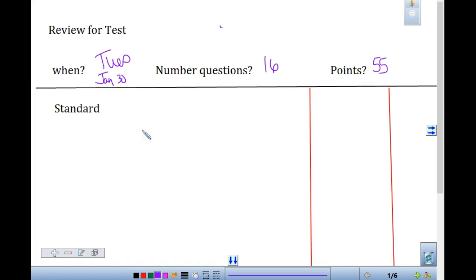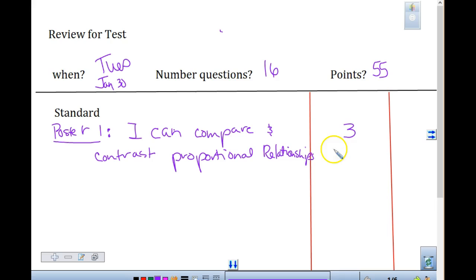As you look at the poster over here, first one, Stephen, would you look at the poster and read the first standard it has? The yellow one on the top for Unit E. I can compare and contrast proportional relationships. So please write that right now. I can compare and contrast proportional relationships. Those 3 questions will be a total of 16 points.